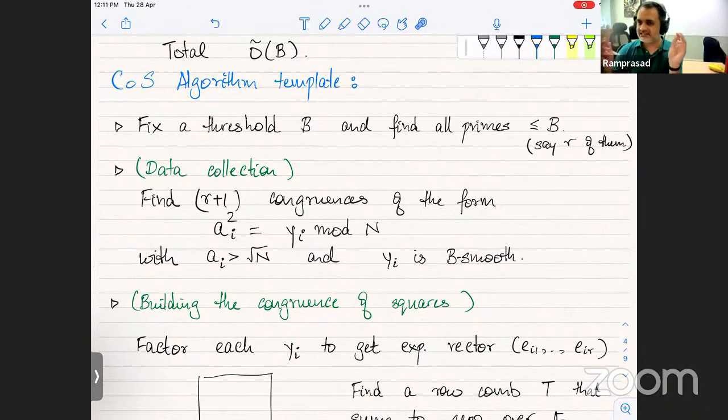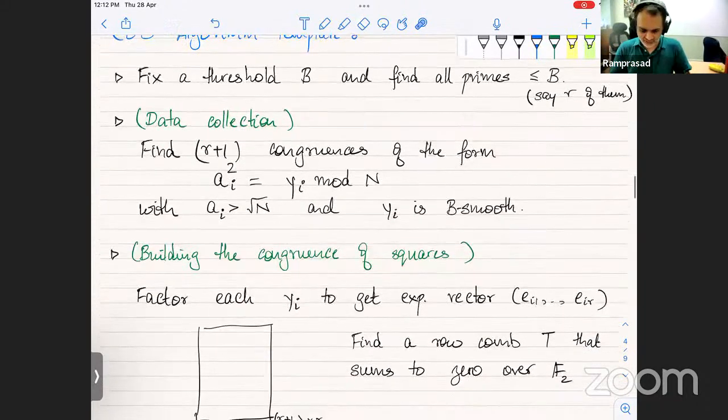Next is the data collection step. You're trying to collect a lot of these smooth congruences. By that, you mean you're trying to collect enough congruences of the form ai squared equals yi mod n, where this ai is large enough, that is, there is some wraparound happening, and this yi happens to be b smooth. You need r plus 1 of them to eventually solve that system of linear equations and get a non-trivial solution.